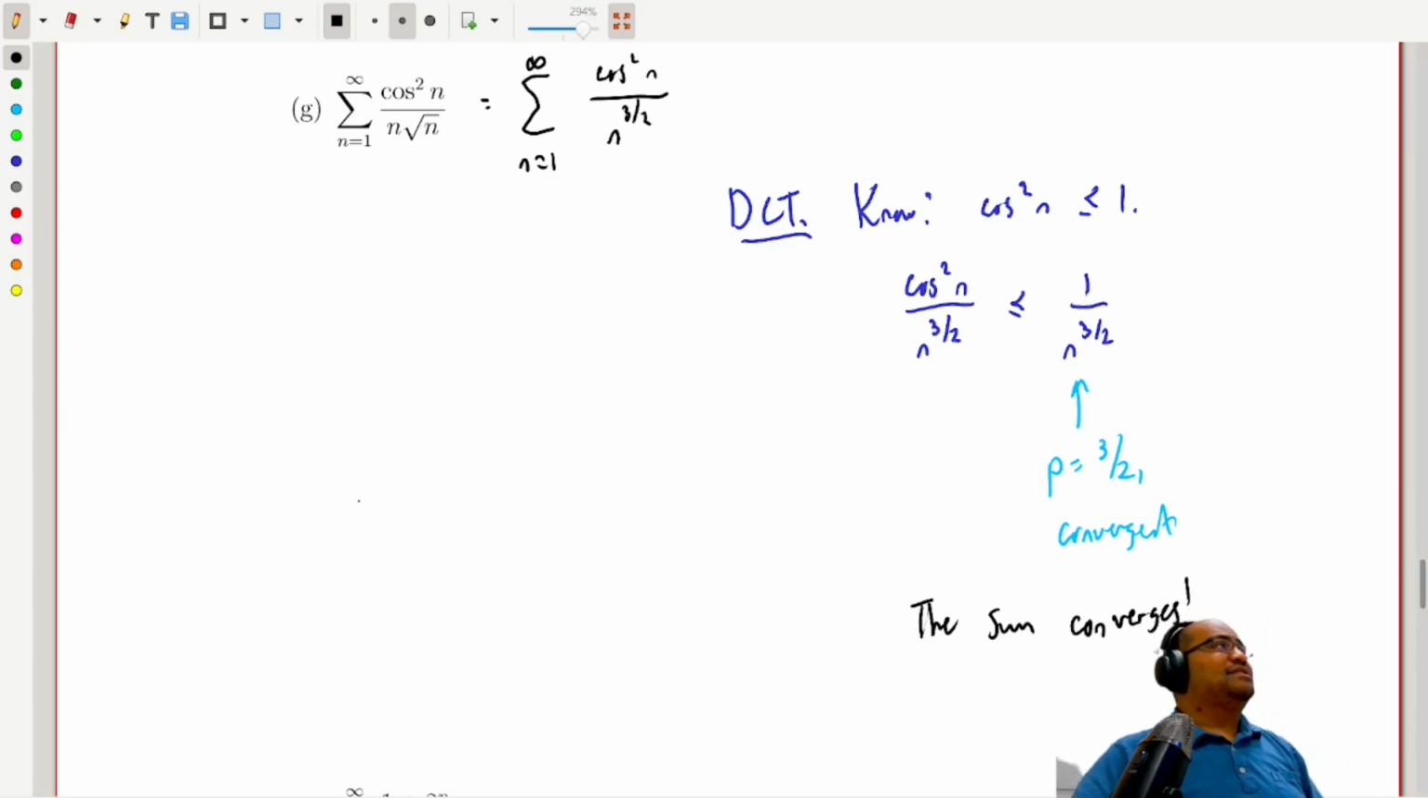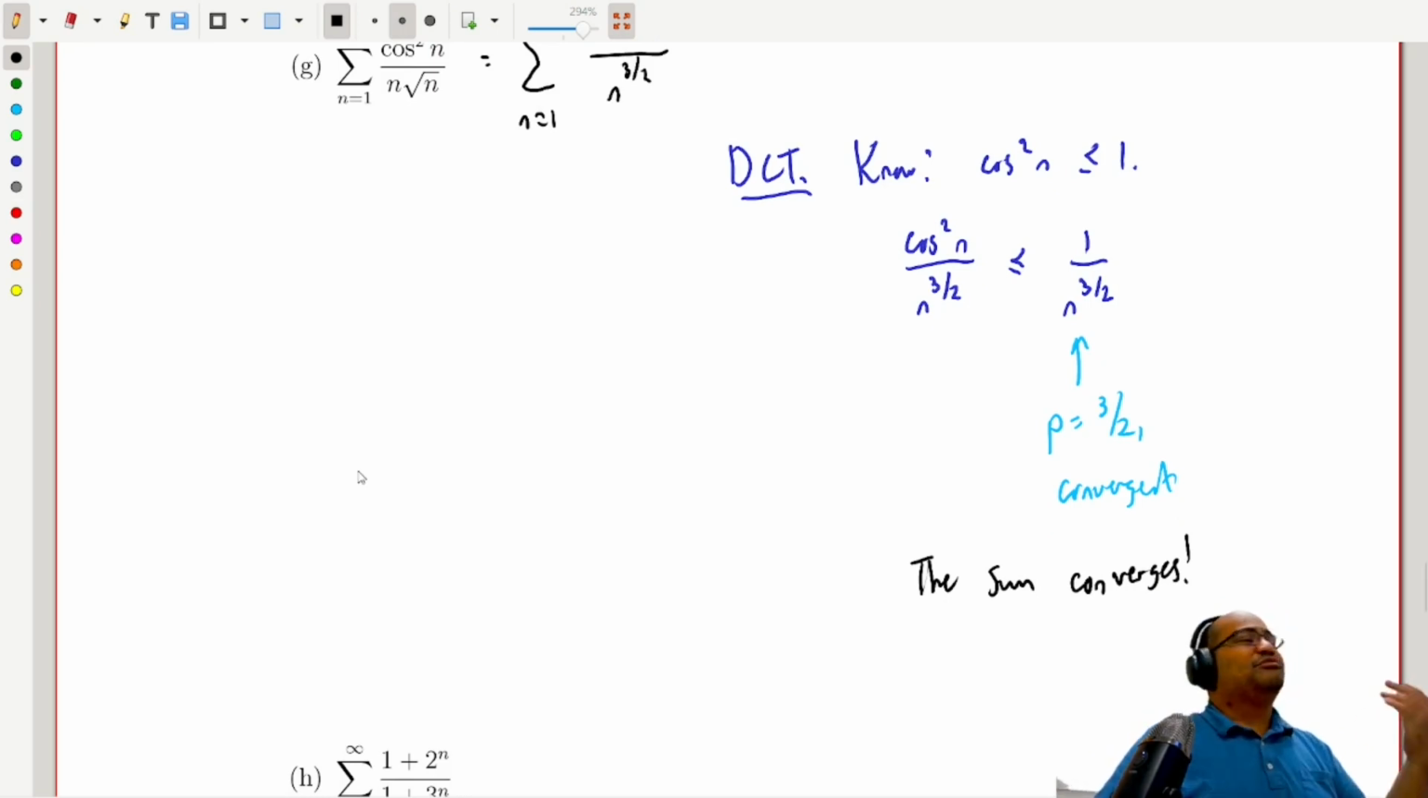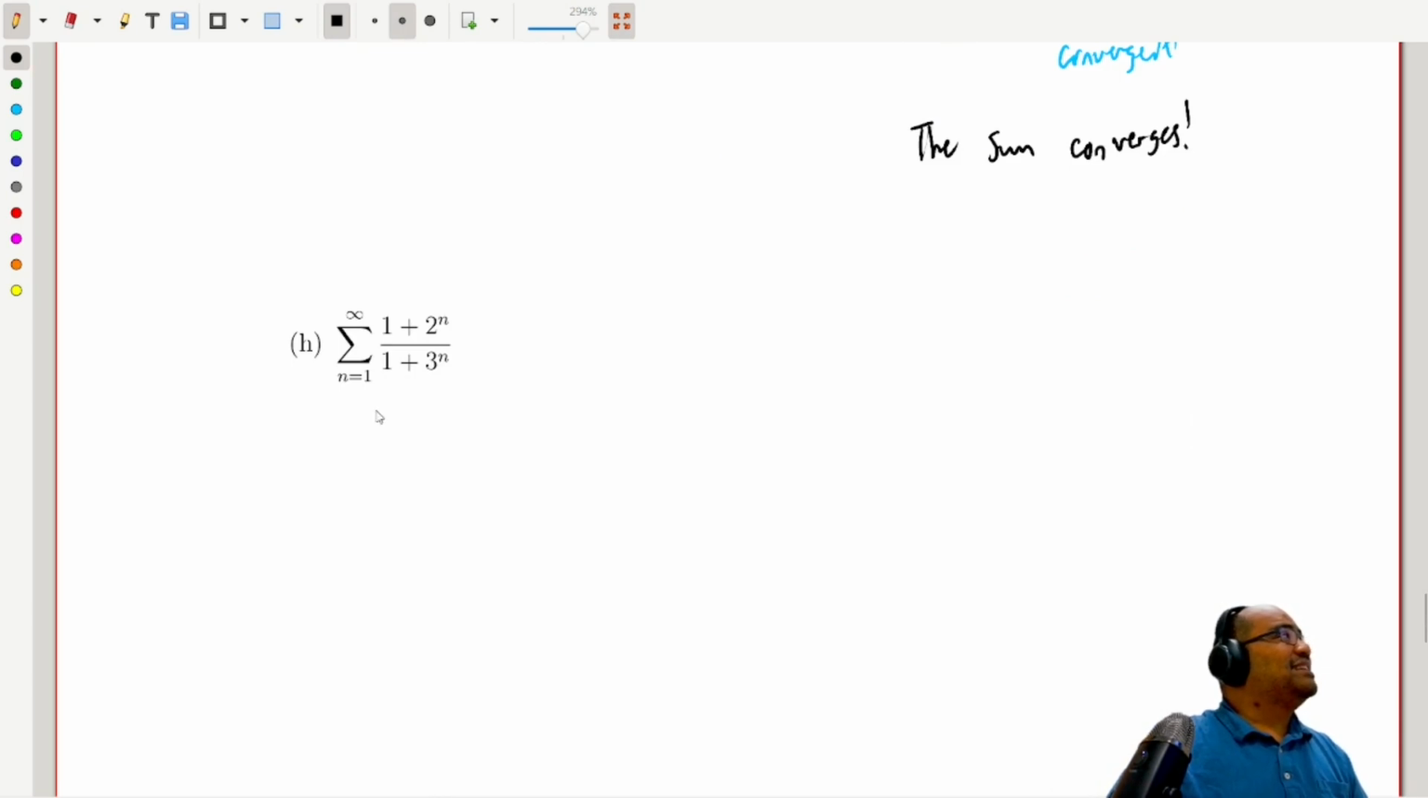The sum converges by direct comparison. If you can figure out an argument using the limit comparison test here, more power to you. I found that the direct comparison test was the most straightforward here. All right, let's take a look at this next one here.